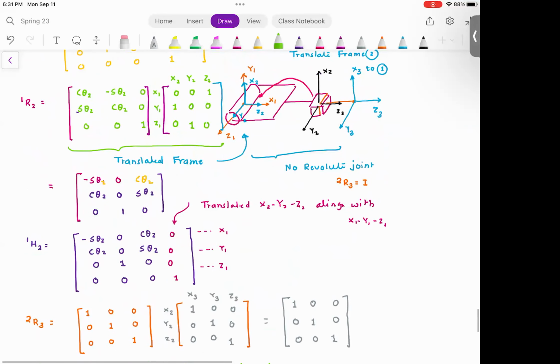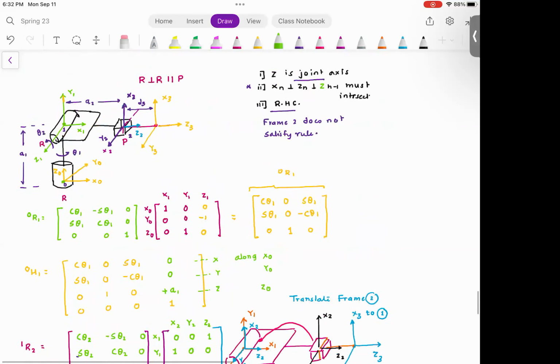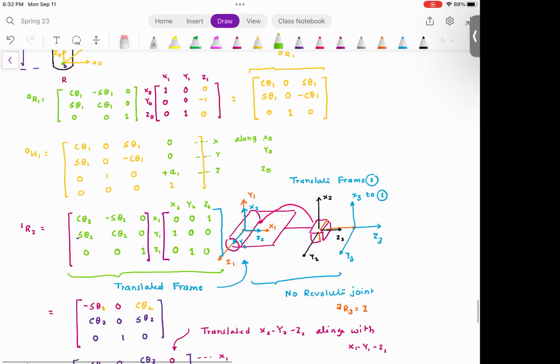However, please understand that we have translated our frame. You agree with me that we have translated our frame? So the total distance between these two is nothing but this distance A2. So the total distance is going to be A2 plus D3. So that is the distance between these two.